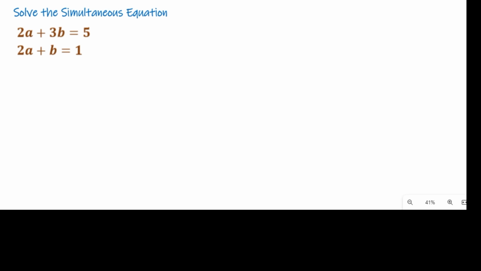To solve this question, we are going to form the matrix of this Olympiad question. Since we are given this question, the first thing we'll do is to form the matrix. From the first equation, we'll have our 2 and then our 3. From the second equation, we'll have our 2 and our 1, which is with b. The values we are looking for are a and b, and the constant values we are given are 5 and 1. So we are asked to look for a and b.